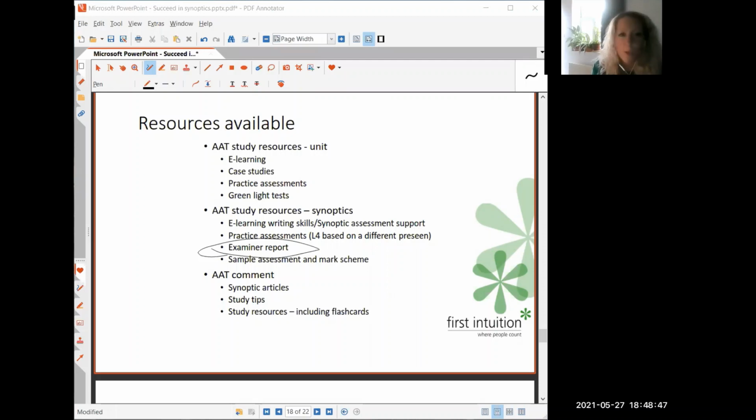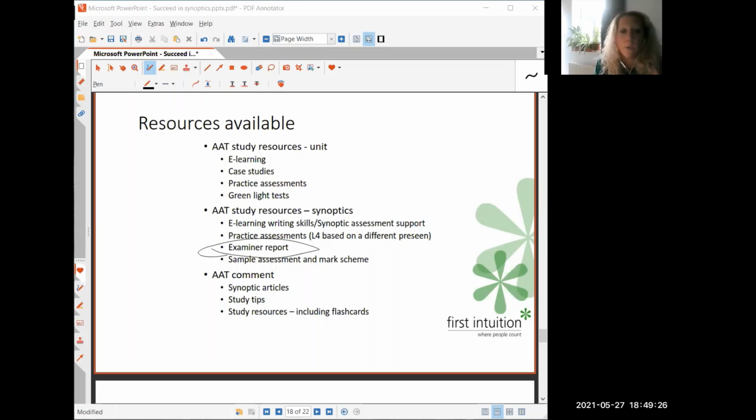You may or may not have come across AAT Comment as well. AAT Comment is really useful. You can access it through your membership area on the AAT website. And in AAT Comment, there's a massive wealth of articles, and lots of those articles give study tips. They will give synoptic specific tips, as well as there being technical articles as well. There's flashcards and things like that. It can help you across all of your units that you're studying.